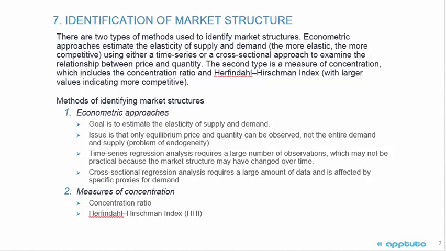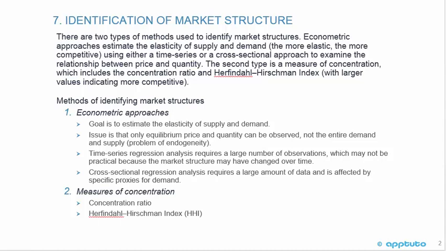price and quantity. The second type is a measure of concentration, which includes a concentration ratio and the HHI index, Herfindahl-Hirschman index, with larger values indicating more competitive. That's important to remember. On the HHI index, if it's a larger value, it's more competitive. So, methods of identifying the market structures.